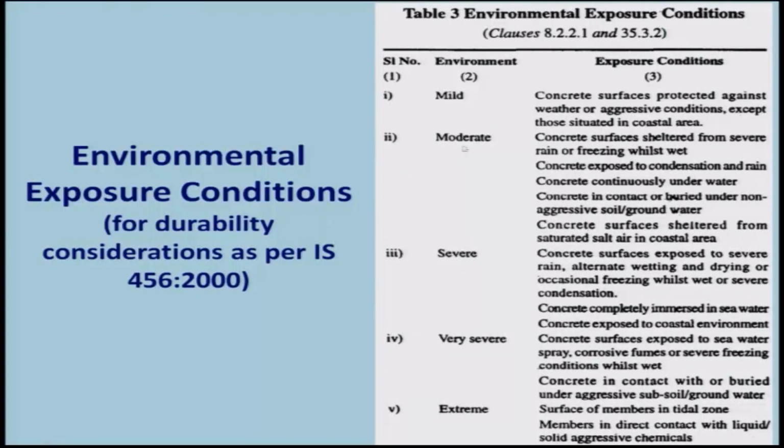Similarly, for moderate, you have about 5 exposure conditions: concrete surfaces sheltered from severe rain or freezing while wet, concrete exposed to condensation and rain, concrete continuously under water, concrete in contact or buried under non-aggressive soil or groundwater, concrete surfaces sheltered from saturated salt air in coastal areas. So, like this, you also have explanations for severe, very severe and extreme.